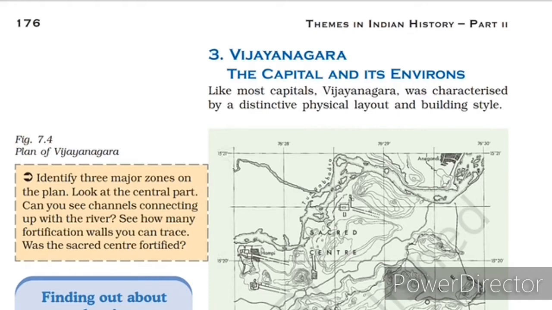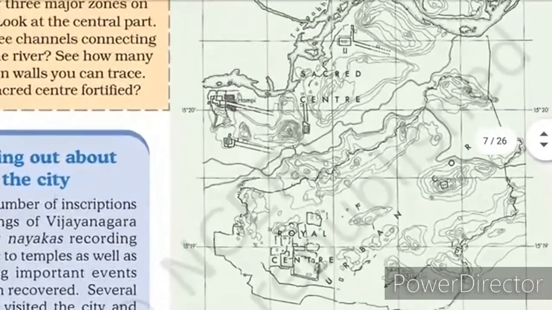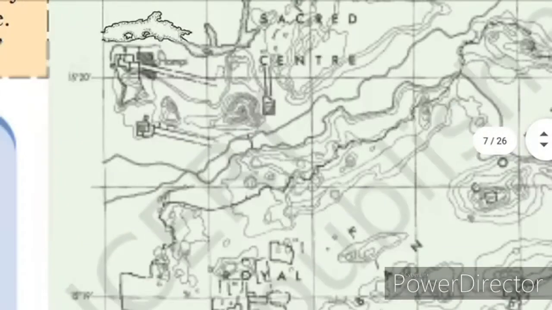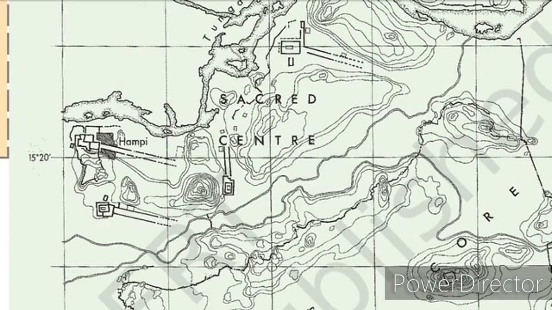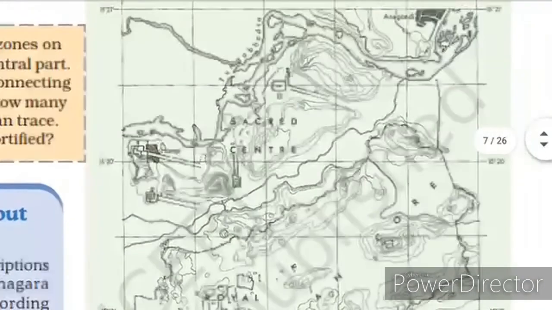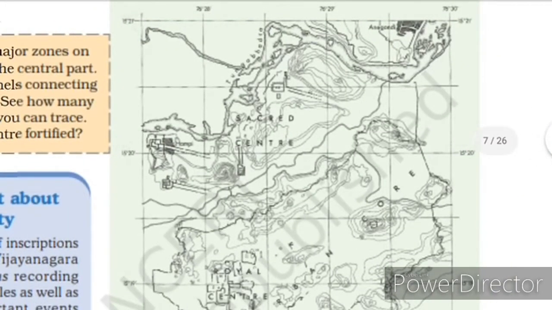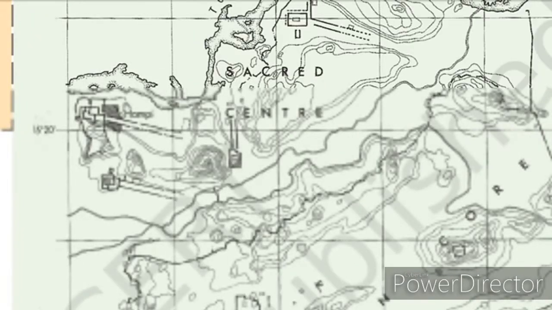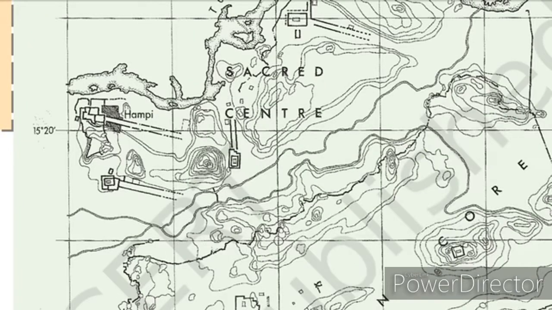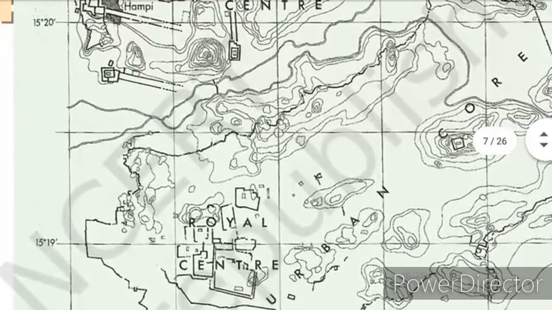When I say the physical layout, as you scroll down, you can see a map here. This is the physical layout of the Vijayanagara Empire. As you can see, the whole empire is divided into three parts. The first part is the sacred center. From the word itself, sacred means all the temples and sacred areas will be in this part. Then as you scroll down, you will find the royal center. This is the area where the king lives, with his palace and everything.